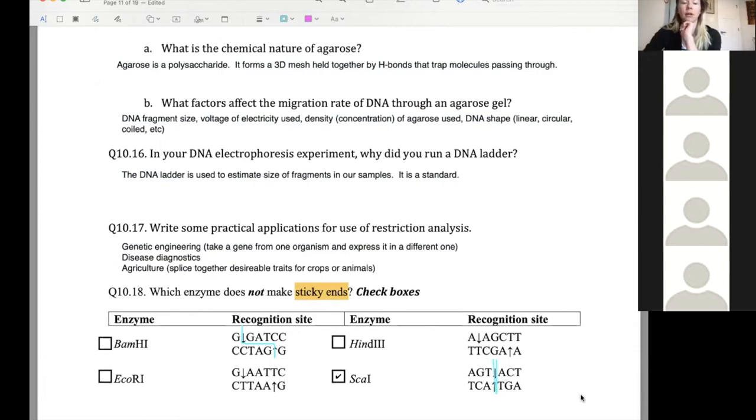Excuse me, Professor. So basically it's the arrows at each end of the template? Exactly, yeah. You want to look at the positioning of the arrows, and if the arrows are directly opposing each other, that's going to make a clean, blunt end. And if the arrows are off center from each other, if they're not directly opposing each other, that's going to create the sticky end.